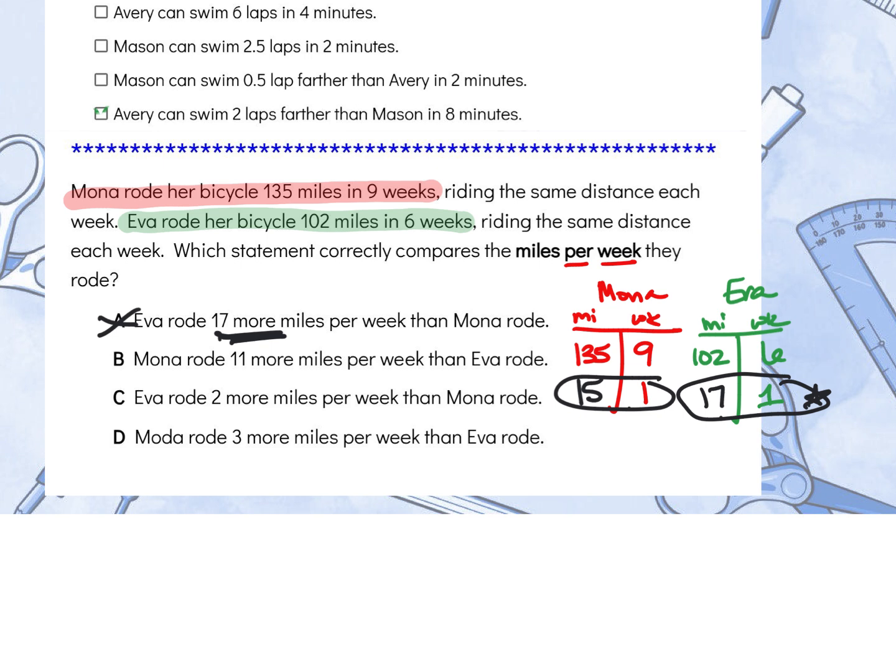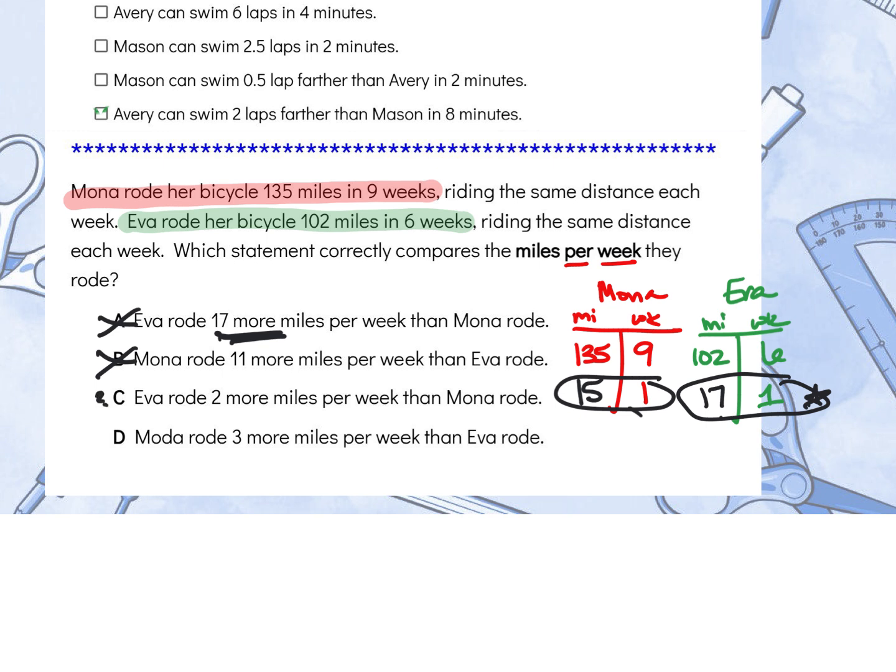B, Mona rode 11 more miles per week than Eva rode. So is Eva's number... Mona didn't even do more, right? So B is out. C, Eva rode 2 more miles per week than Mona rode. Is that true? Yes, because 17 is 2 more than 15. So it looks like C might be it.